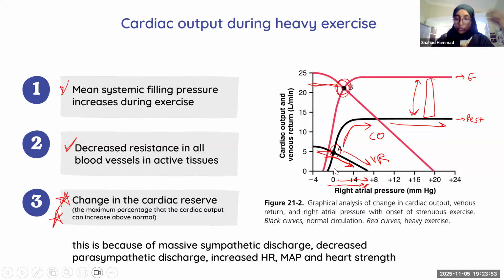So just to summarize all of these points that we said before, this change in these graphs increasing together is because, one, of sympathetic discharge, we said the fight or flight response, decreased parasympathetic, which is the relaxing response, kind of the opposite of sympathetic, increase in heart rate, increase in mean arterial pressure, and increased heart strength.